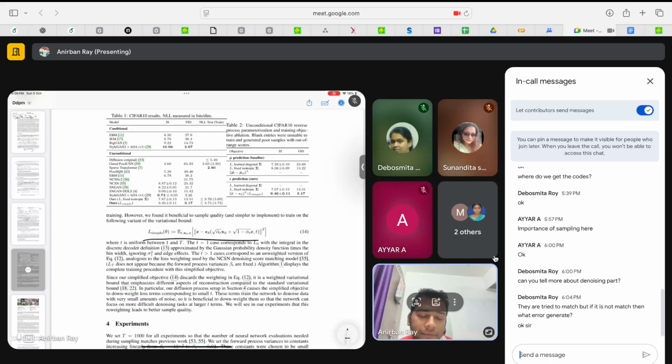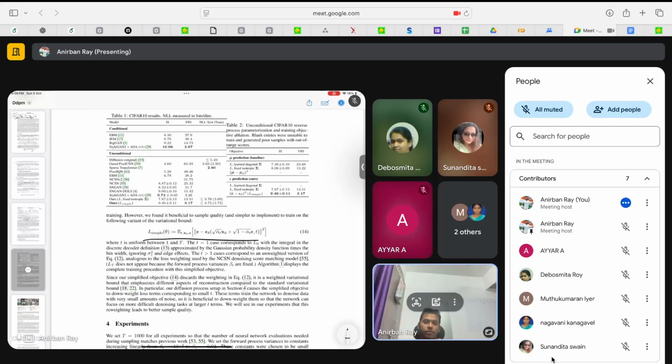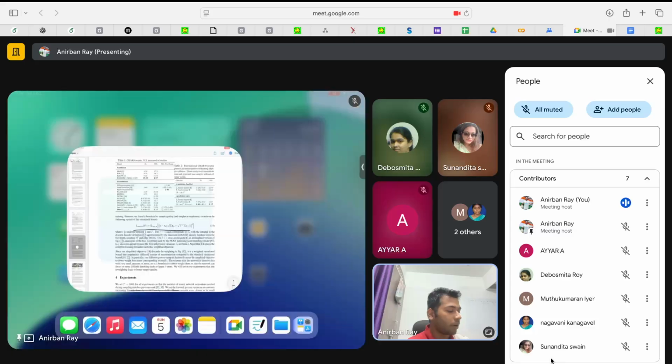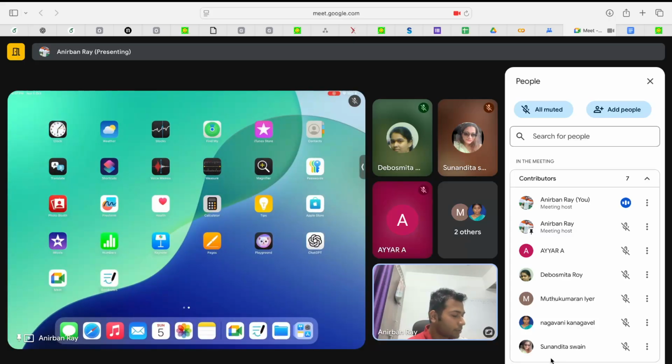Any doubt? Any other doubt anybody has? Sunanda, Nagavani, Muthu Kumaran, Devosmita, Iyer. Any other doubt? No doubt, right? So let's move to the questions part.